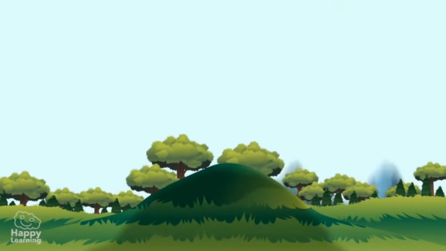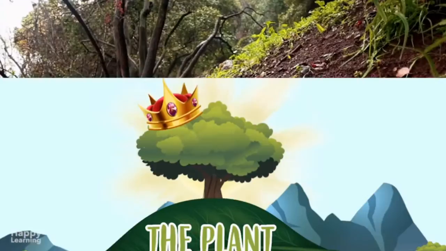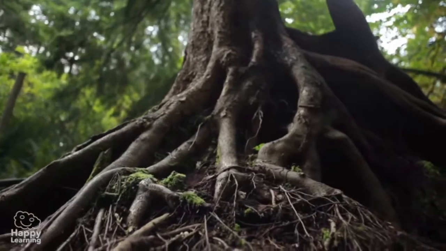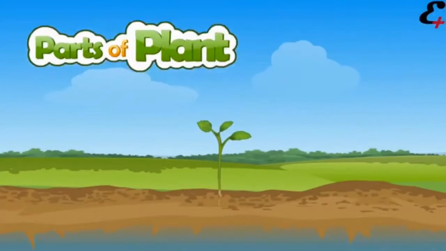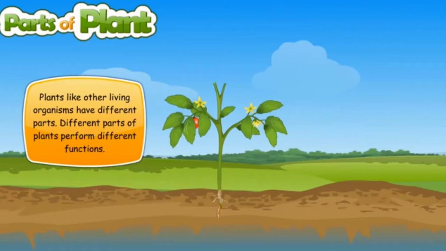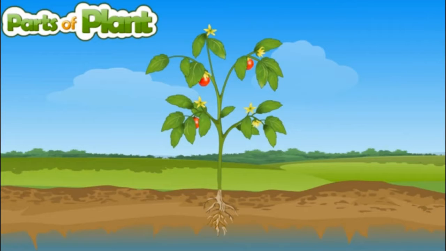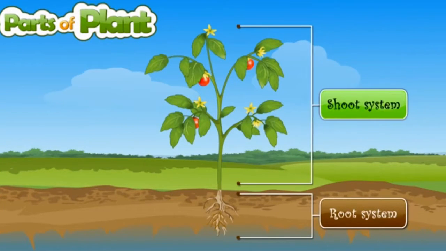You must have observed that our body is divided into various parts like eyes, ears, nose, legs, hands, etc., and each part has its own function. Similarly, plants are also made up of many parts and each part plays an important role in helping the plant to grow and live.